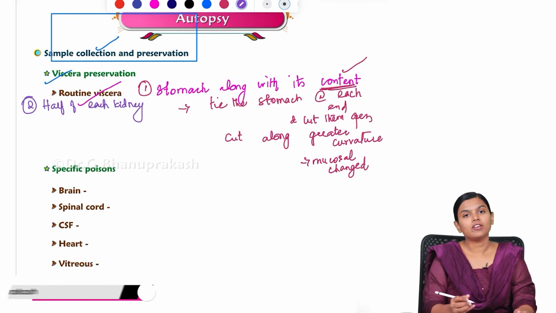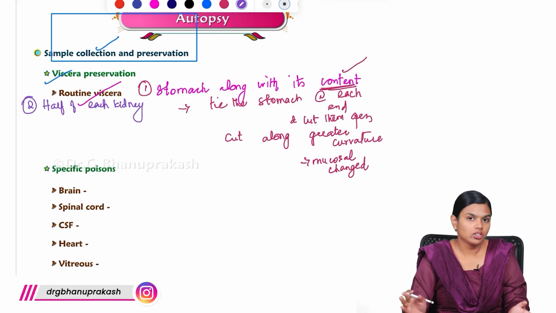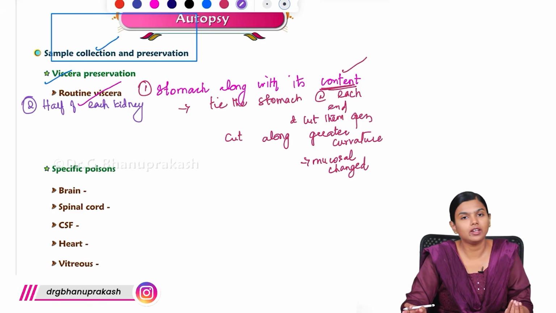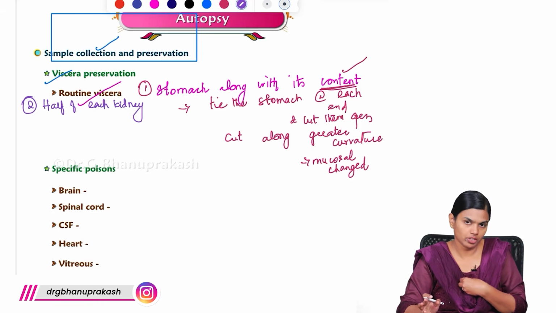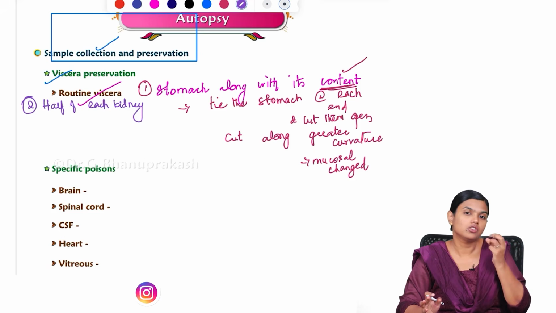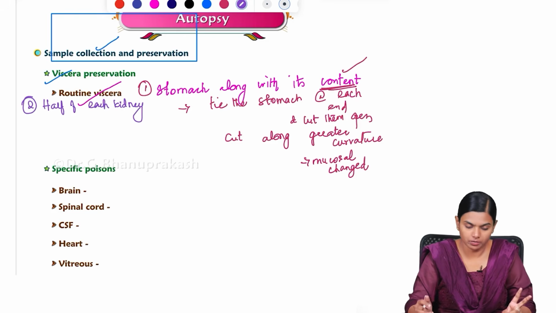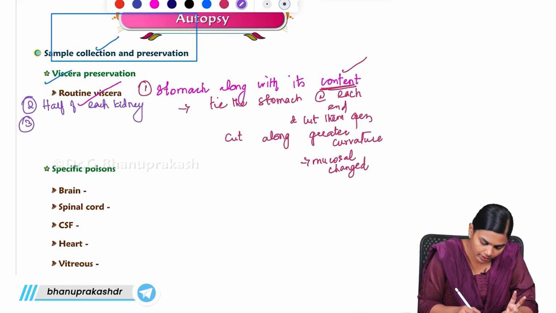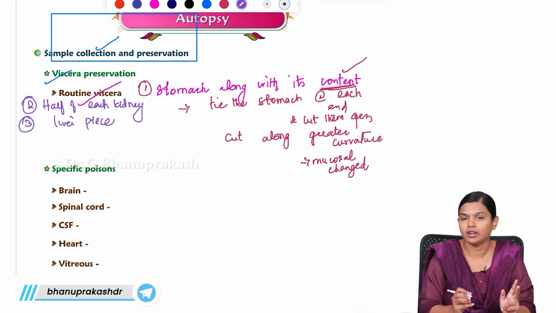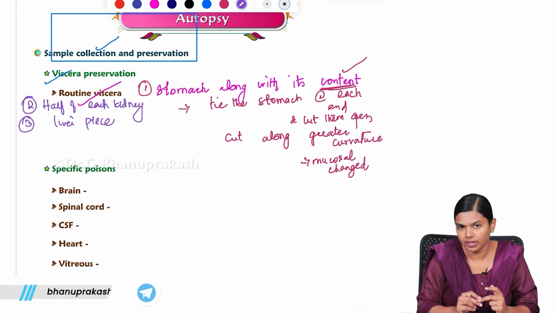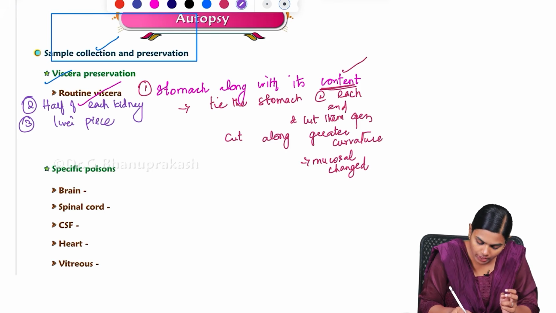So basically, why are we preserving this viscera? It is for toxicological analysis, right? So what we do is, we take the point of entry, that is your stomach. From the stomach, it will go to the liver for metabolism, right? So you will take liver pieces. A piece of liver will be taken, and after it is metabolized, it will go to the kidney for excretion. So we will take half of each kidney.